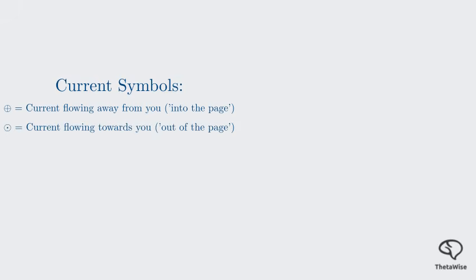And we use a circle with a dot in the middle. Think of the tip or point of an arrow flying towards you. This symbol means the current is flowing towards you or out of the page.